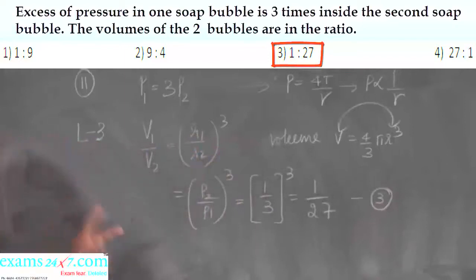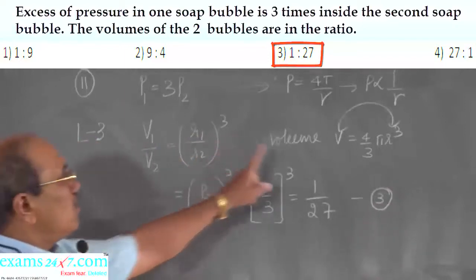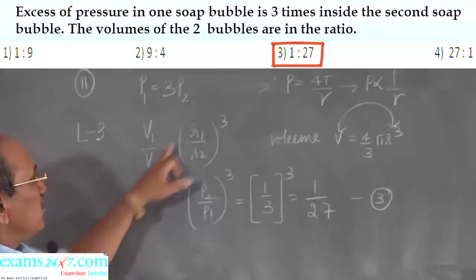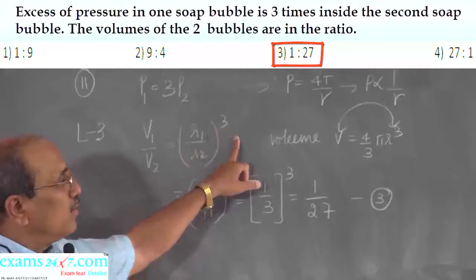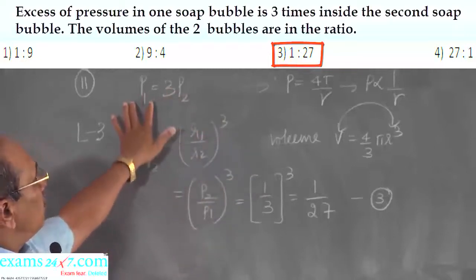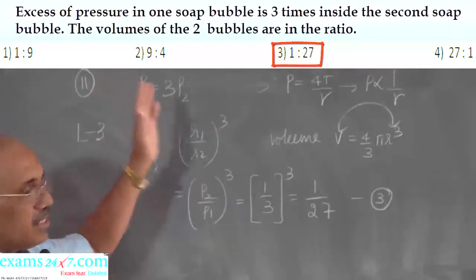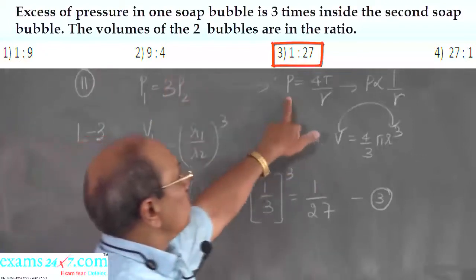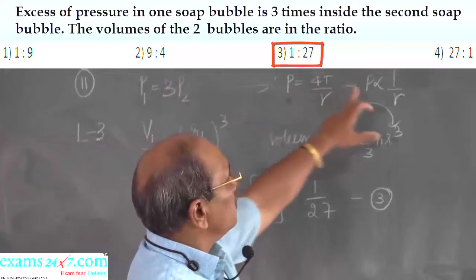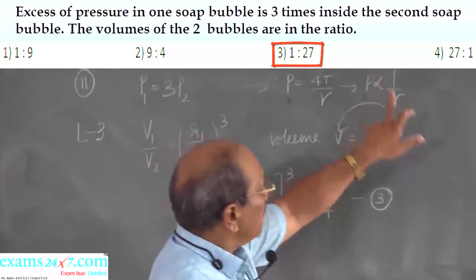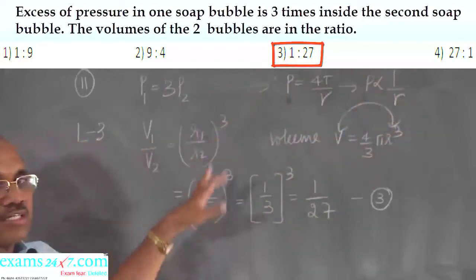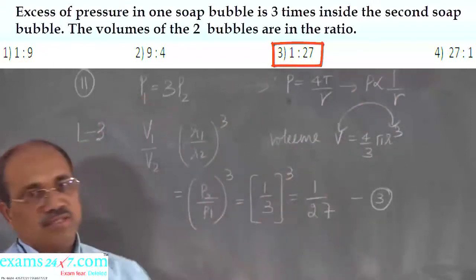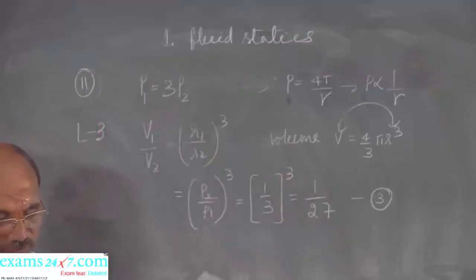See, there are two relations we have to use. One, volume of a liquid is proportional to radius cube, so the ratio is (R1 by R2) whole cube. But R is not given, excess pressure is given, so immediately we have to think about the pressure and radius relation. P equal to 4T by R, which suggests P is inversely proportional to R. Directly substitute the relation because errors will be minimum. Finally, you have the relation and come to the answer 1:27.